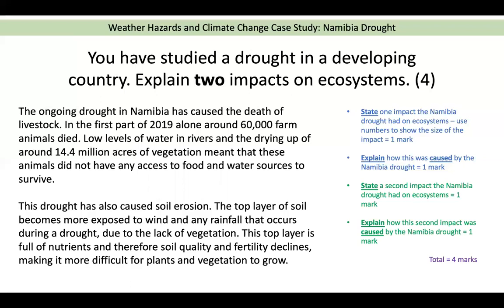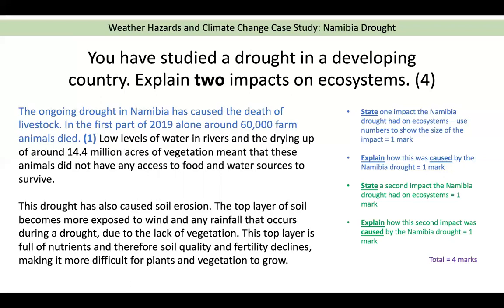Second impact, this drought has also caused soil erosion. The top layer of soil becomes more exposed to wind and any rainfall that occurs during a drought due to the lack of vegetation. This top layer is full of nutrients and therefore soil quality and fertility declines, making it more difficult for plants and vegetation to grow.